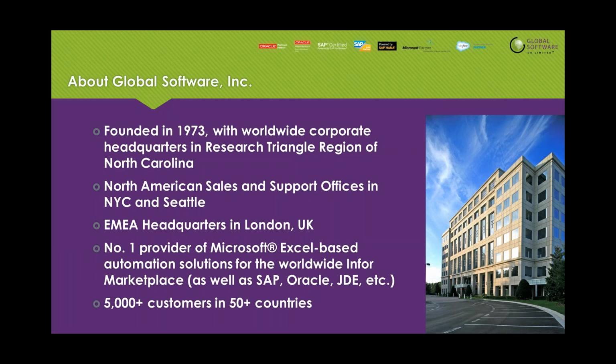Great. So just a little bit about Global Software. We are based at the Research Triangle Park in North Carolina, but we do have offices out in Seattle as well as in New York and London. So we're able to cover our help desk around the globe 24/7 wherever you are. We have over 5,000 customers in multiple industry verticals. Lawson is a very, very big space for us. We are a Microsoft partner as well, so we're always going to be one step ahead of your Microsoft version that you're on. Consider us a long-term part of your Excel automation strategy.